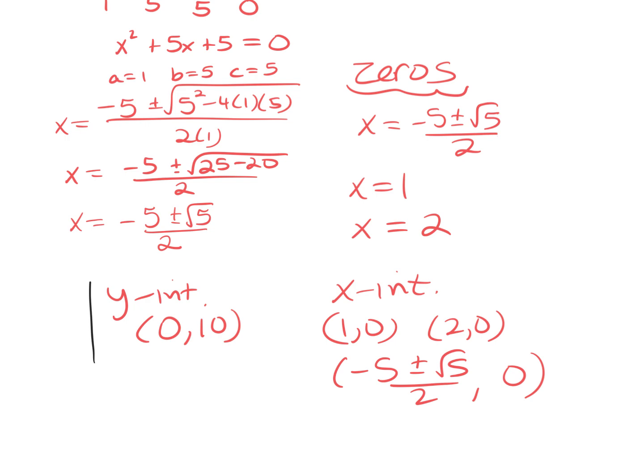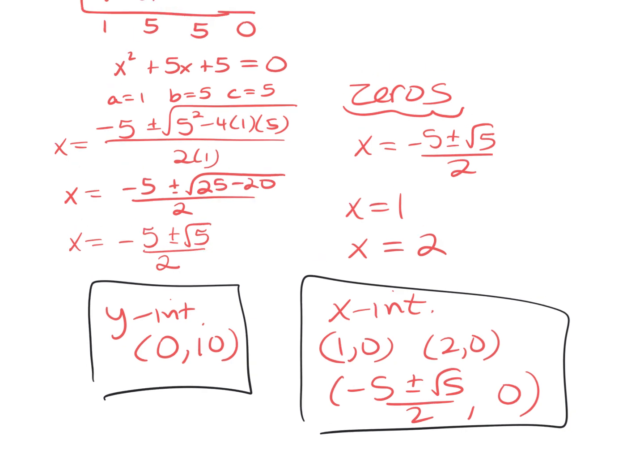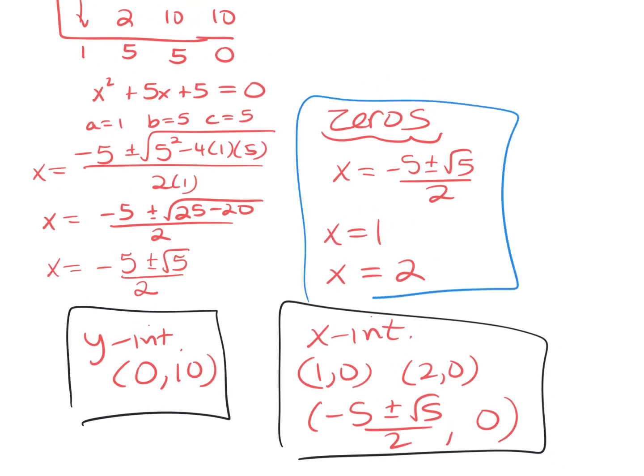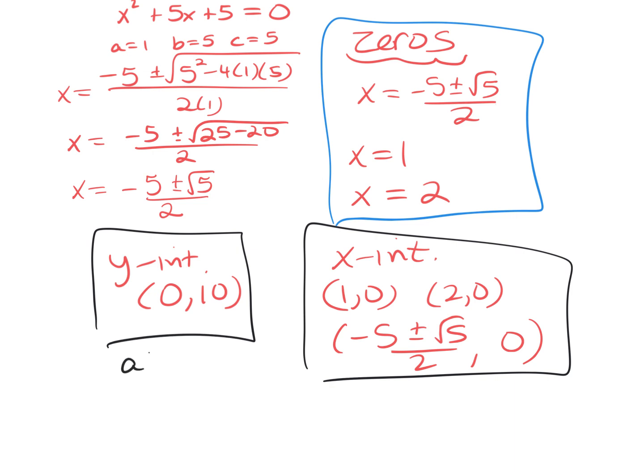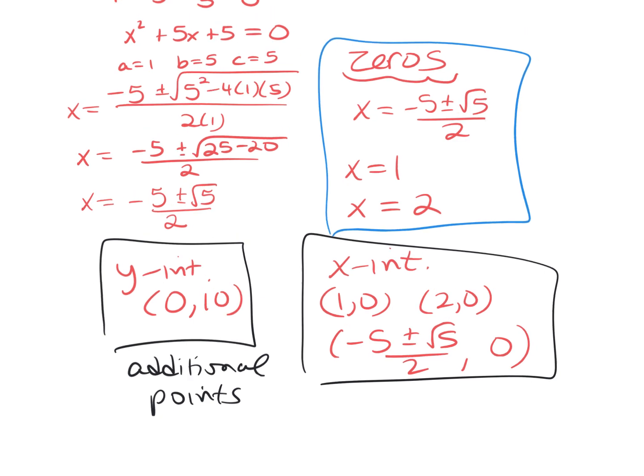So there'll be a blank line for you to fill in y-intercept, x-intercept, and the zeros. And then there's also going to be a line that's going to say additional points. So let's get these zeros on the graph, and then from there, we'll figure out where we need to find additional points in between the zeros that we graph.